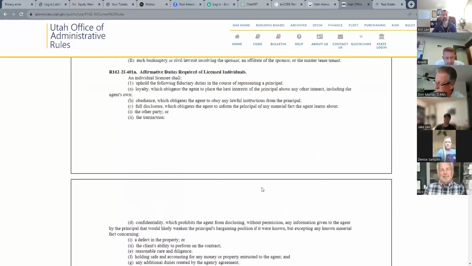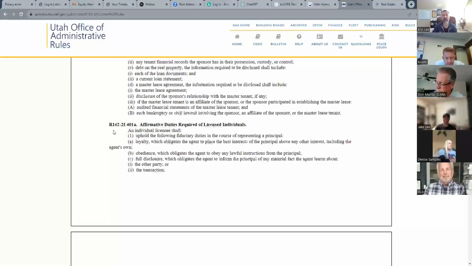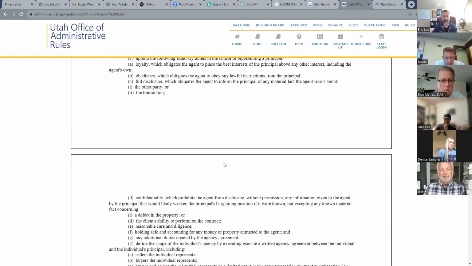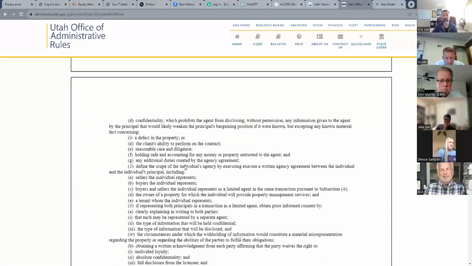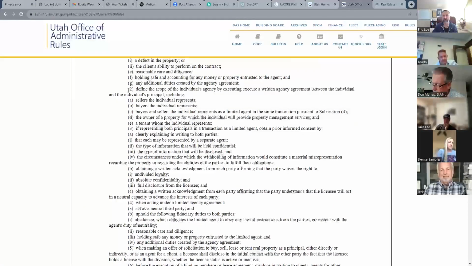So today what we're going to be brushing up on is 61-2f-401(2), affirmative duties required of licensed individuals. And if we get time, we're going to go down and talk a little bit about some things that you can't do as well. So we're going to skip the first section because I believe I've already done a training on that, and that talks about your fiduciary duties. We're going to jump down to section 2.